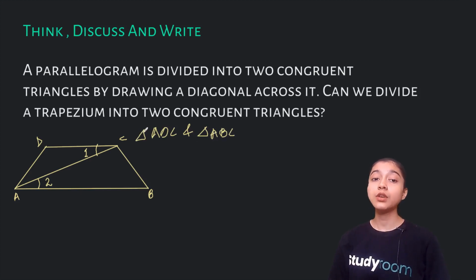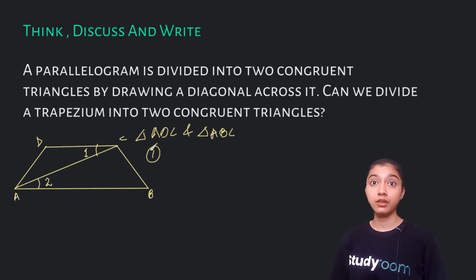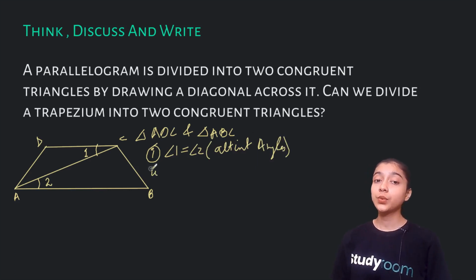Now we know that in order to prove congruency, we need to have three criteria. The first criterion over here for congruency is that angle 1 will be equal to angle 2. The reason behind this is that they are alternate interior angles. But the second point we have here is this common side.